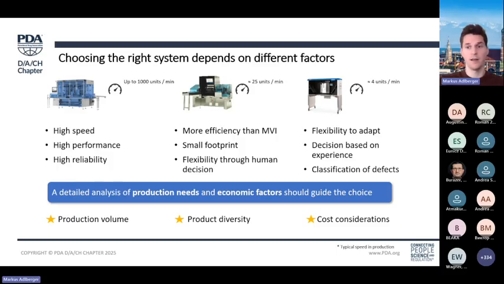So as you can see, the decision of which method is the right one depends on various aspects. At least you should select the method based on production volume, diversity, and investment costs. For example, if you have a high volume drug product in just one presentation, an AVI method could be the best solution for your process.